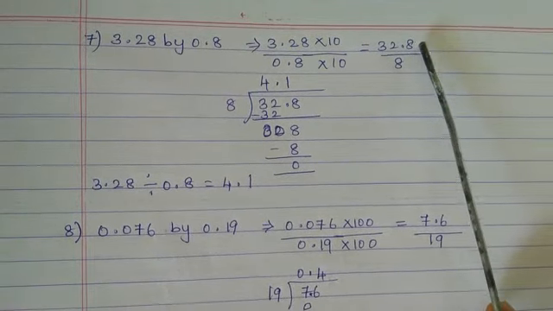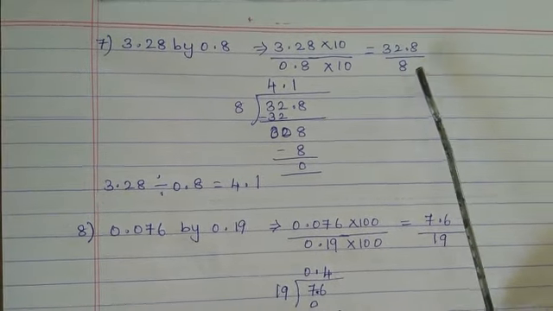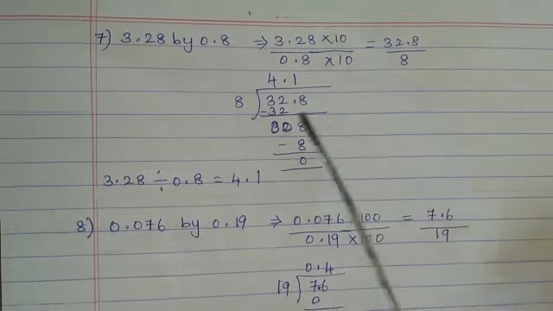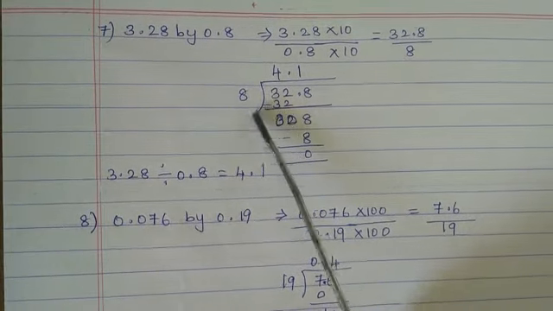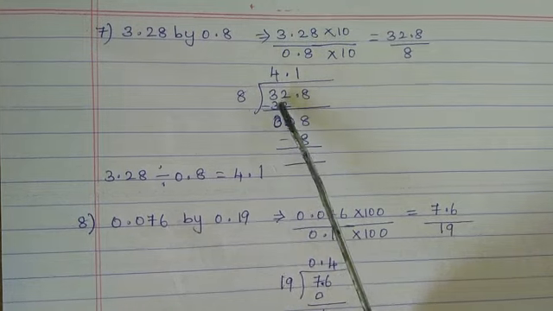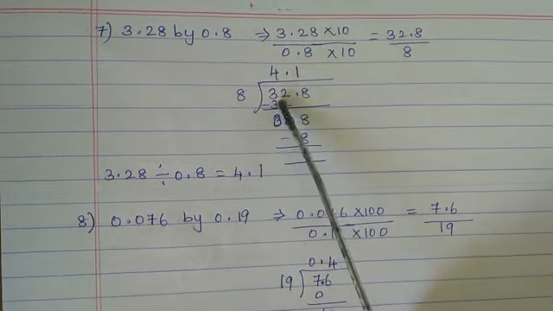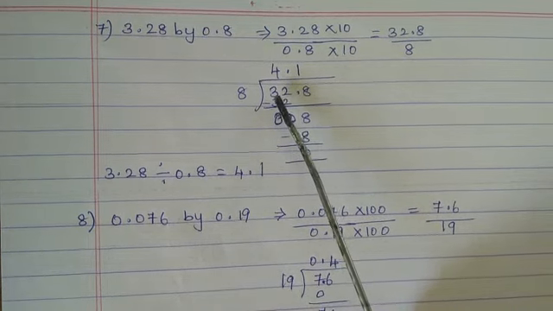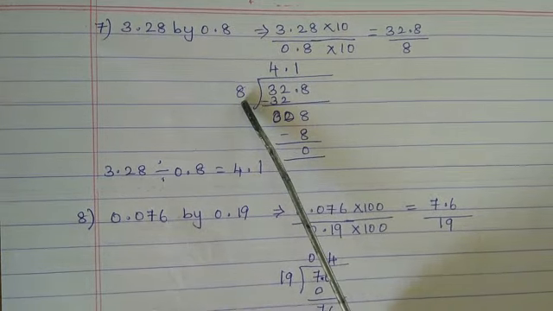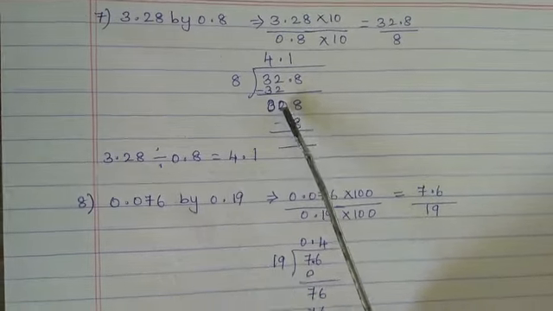That is a decimal number divided by a whole number. Same process we have to do here. 32.8, and the divisor is 8. Now the divisor is only one digit, and here the whole number is 2 places, so there is no problem. We take 32 divided by 8, that is 4. 4 8s are 32.